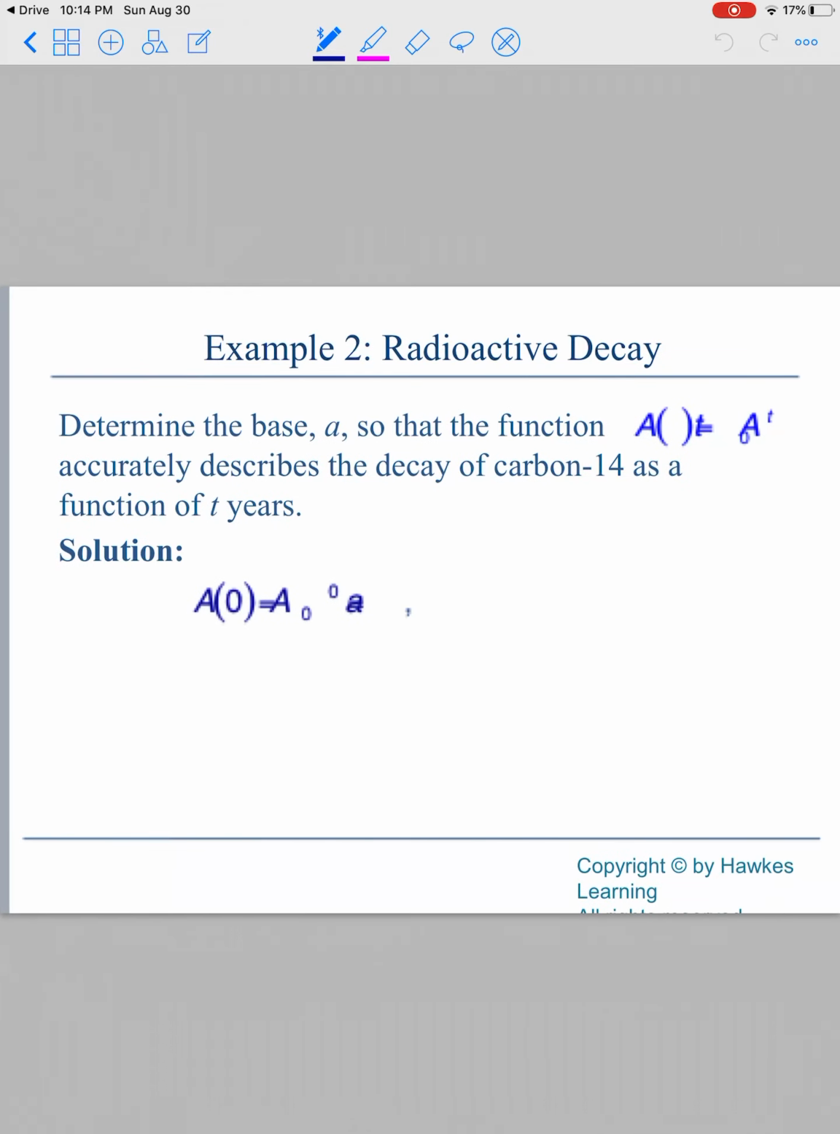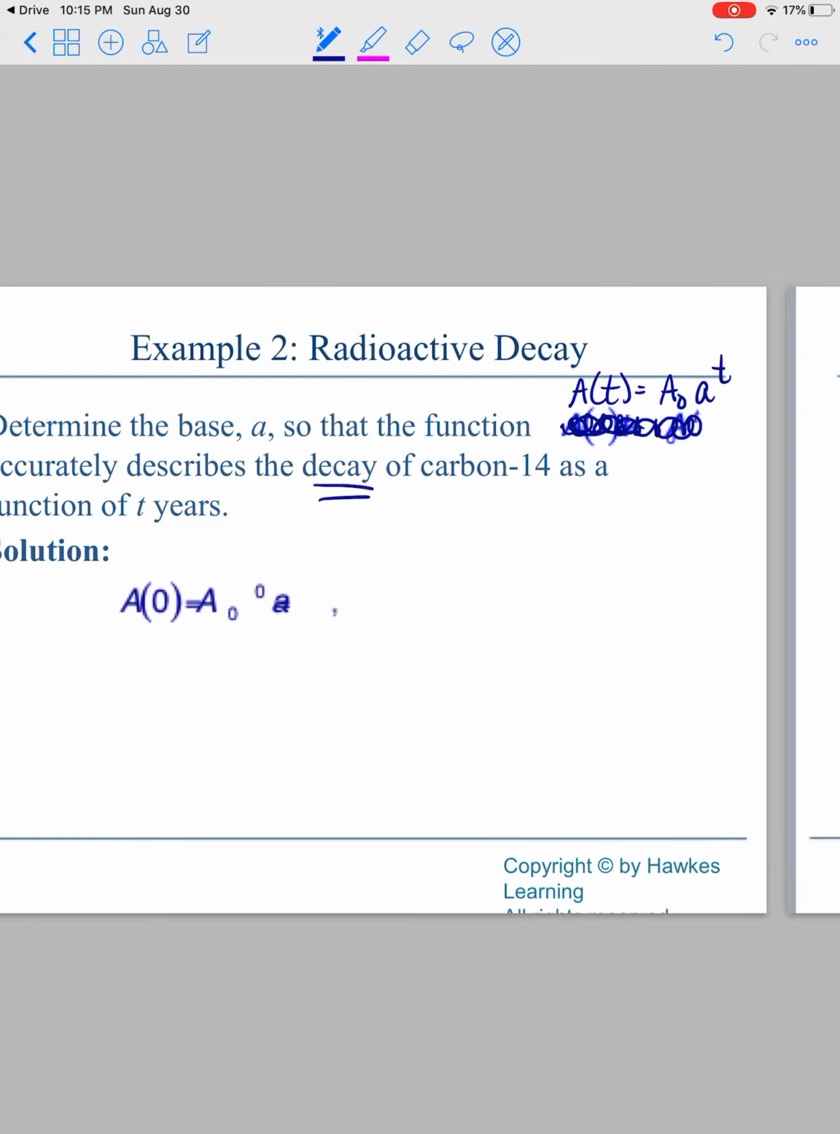Okay, now we're going to look at radioactive decay, and for some reason this slide did not convert well, but it says determine the base a so that the function, it should be A of t equals A sub 0 times a to the t, accurately describes the decay of carbon-14 as a function of t years. So this time we are not increasing, we're actually decaying. We are decreasing, so our growth rate will not be bigger than 1. Our a value will be between 0 and 1 because we are, again, decaying.